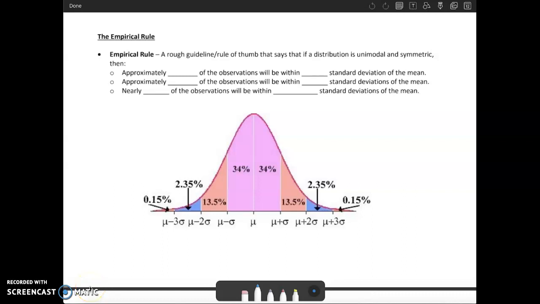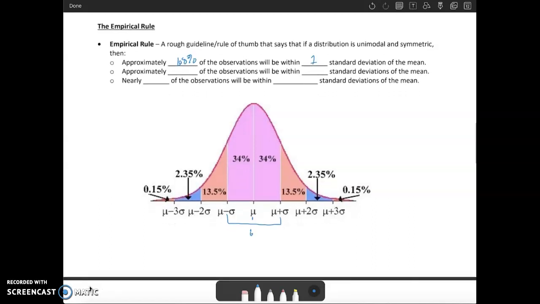The empirical rule is a rough guideline, a rule of thumb that says if a distribution is unimodal and symmetric, so if it's a normal curve, then approximately 68% of the observations will be within one standard deviation from the mean. So here we have the mean in the center. Between one standard deviation above and below, 68% of the observations lie there.